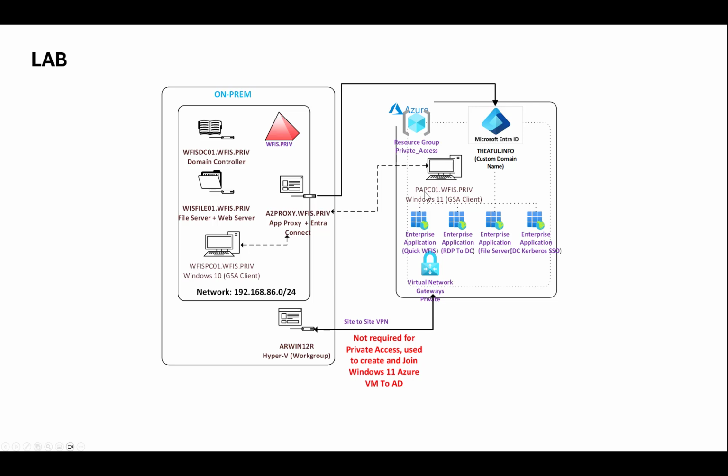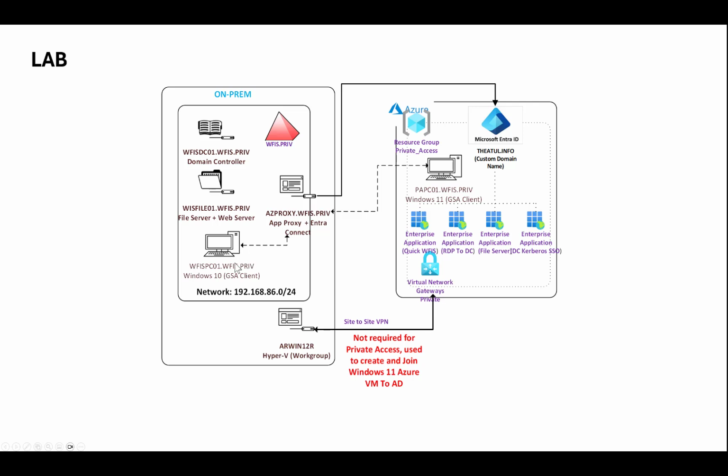So that's the core reason here. As I clearly mentioned, this is not a requirement. Site-to-site VPN or ExpressRoute is not a requirement for a private access solution, because once you connect, the app proxy connector server is already connected to your internal network. You don't have to do anything.